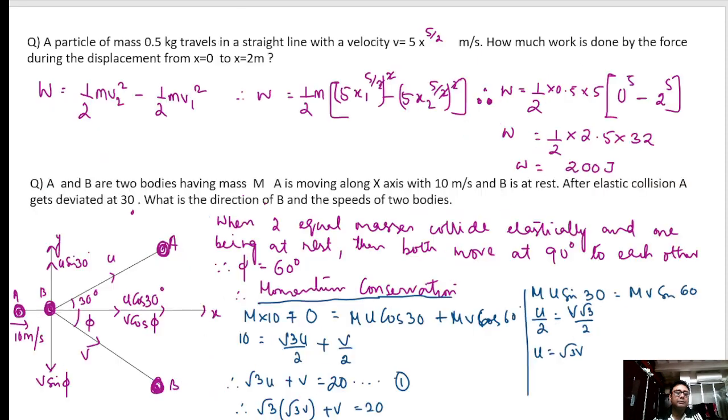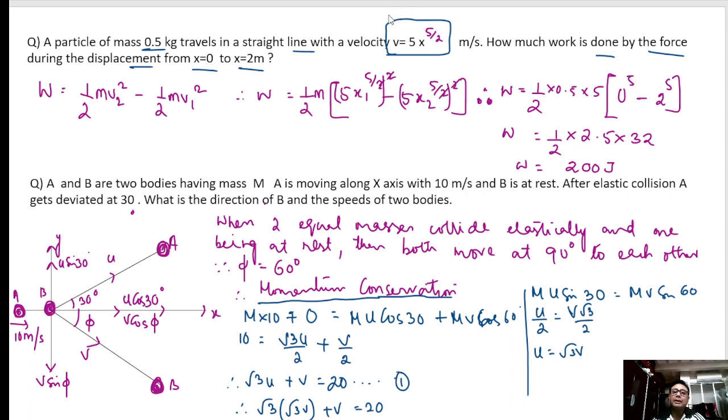Next friends, let's see the next sum. A particle of mass 0.5 kg, this is the mass given, travels in a straight line with a velocity of 5x to the power 5 by 2, where x is a variable. How much work is done by the force during the displacement from x equal to 0 to x equal to 2?